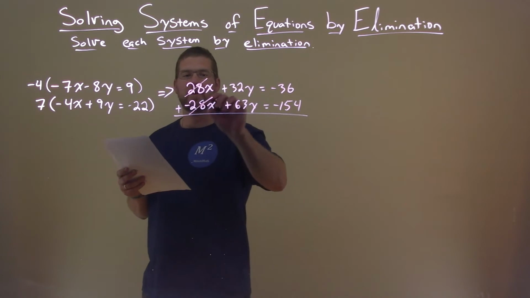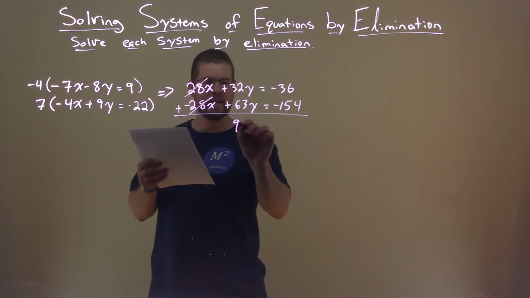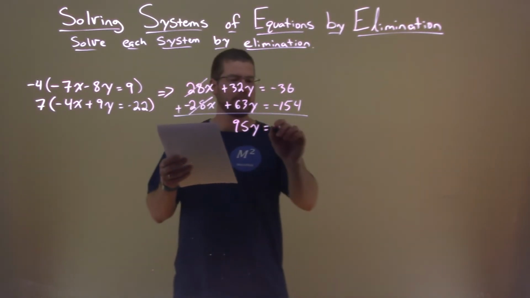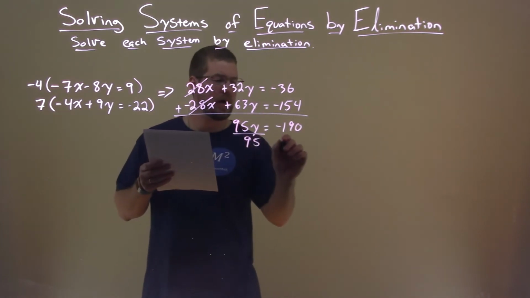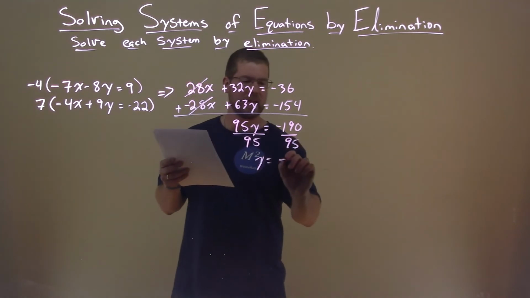The x's get eliminated, and we're left with 32y plus 63y, which is 95y. Negative 36 plus a negative 154 is a negative 190. Divide both sides by 95, and we get the humble answer of y equals a negative 2.